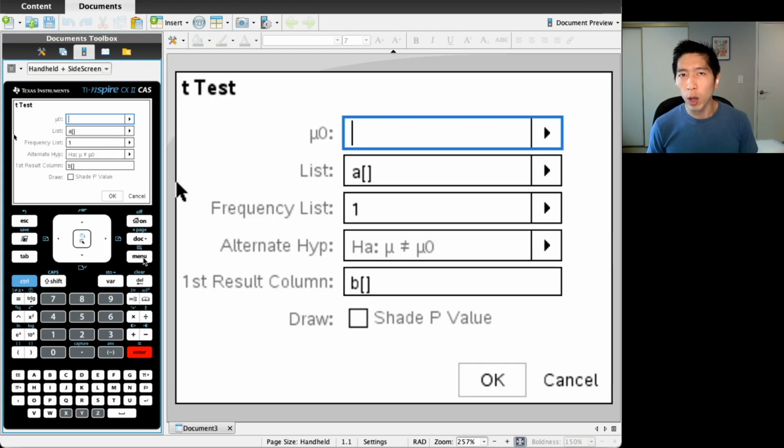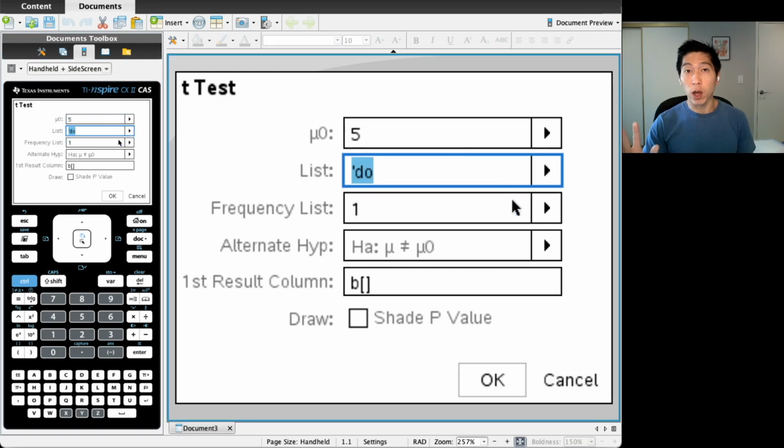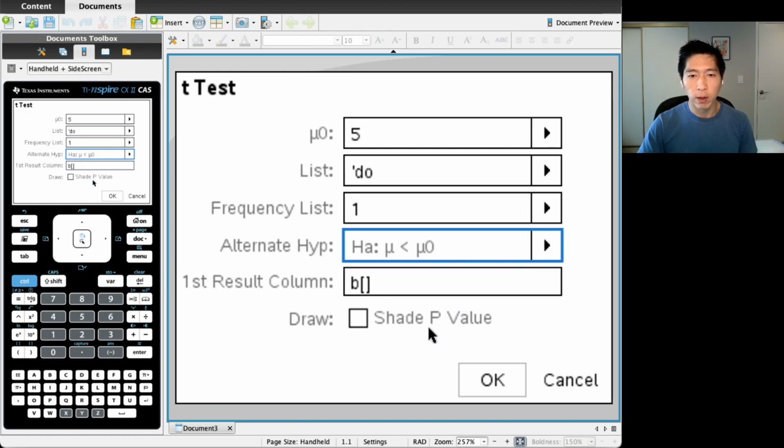Do you remember our null hypothesis? It was that the mean was equal to 5. For our list, we're going to put DO for dissolved oxygen. That's the data that we're going to perform the t-test for. You have to remember what your alternative hypothesis was. So for here, we were testing to see if the true mean was less than 5. So you want to select mu is less than mu naught, which is 5. And then you want to make sure that the first result column is not overriding the column you put your data in. So in this case, we want B.